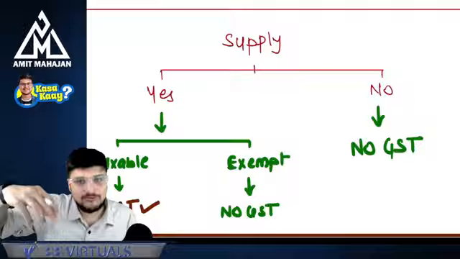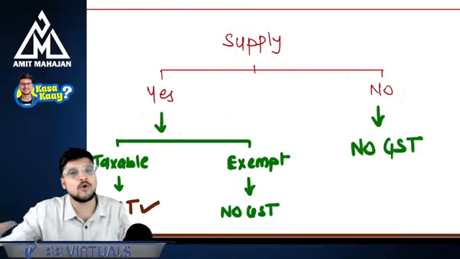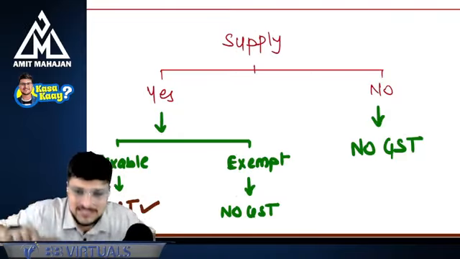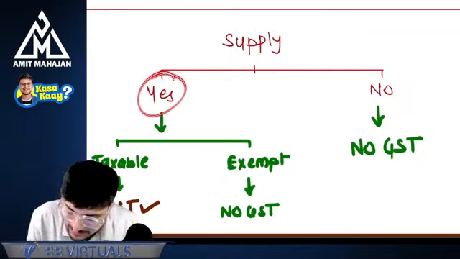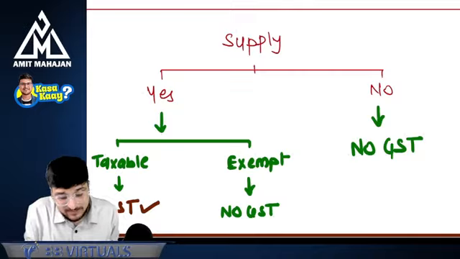And we have to understand from this chapter whether this transaction is categorized under supply or not. In this chapter, we will not see whether GST will be applicable or not. In this chapter, we will see whether supply will be there or not. Understanding?